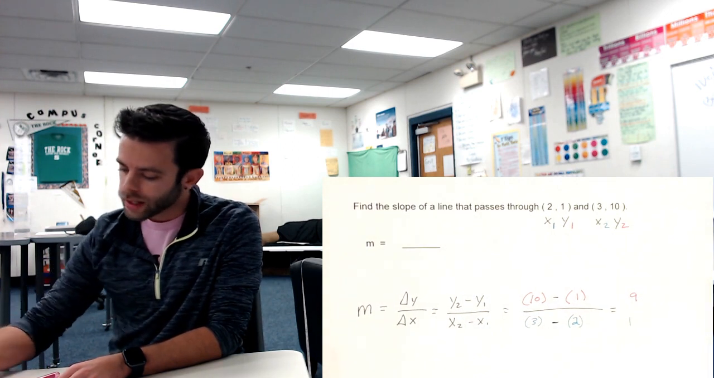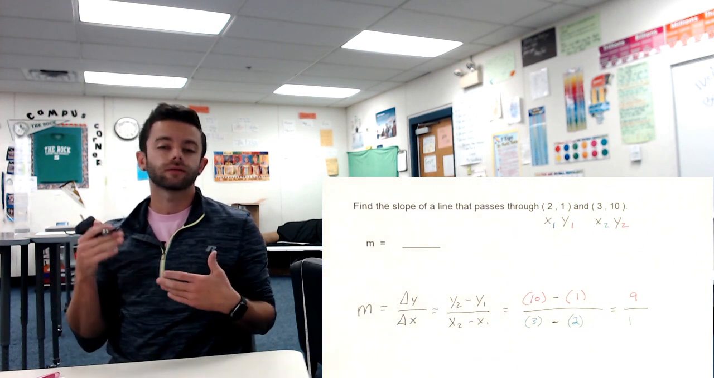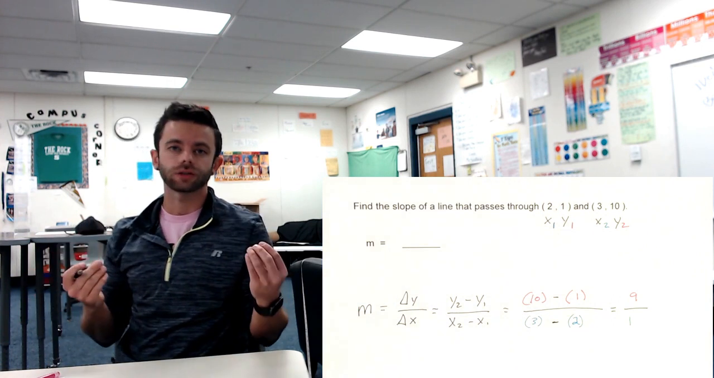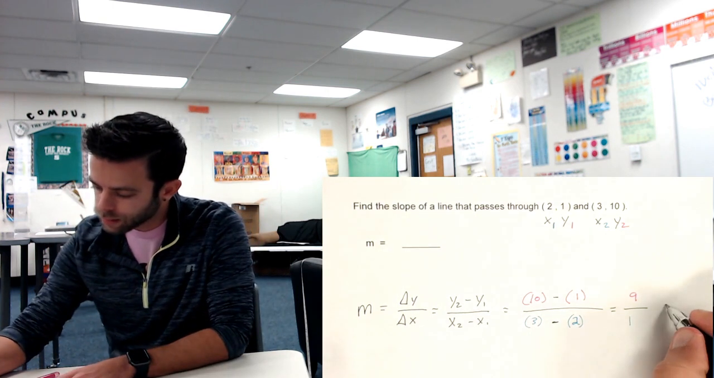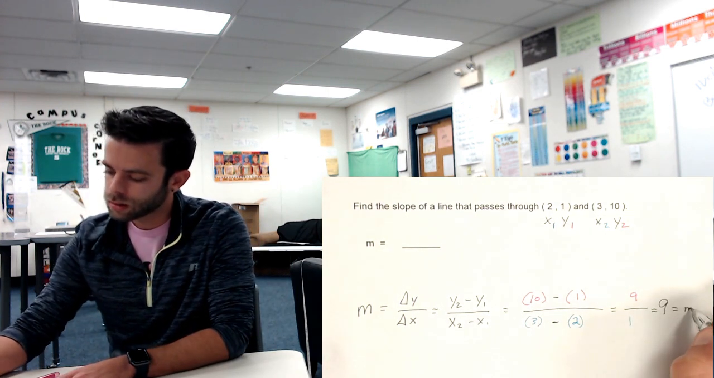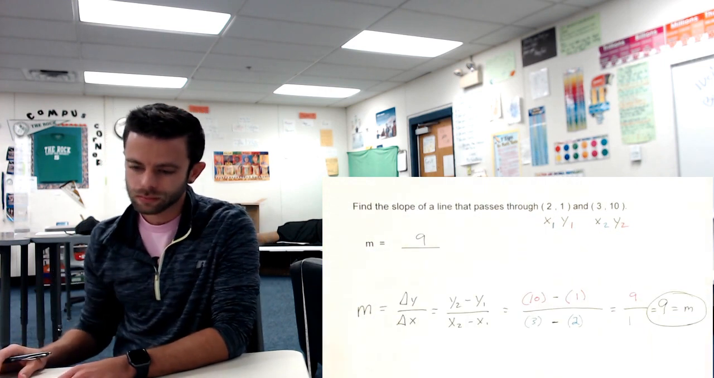And then you always, always, always have to say, can I simplify this? And again, fractions are another way to write a division problem. So 9 divided by 1 is just 9, which is our slope. And I'm going to put that up for my answer.